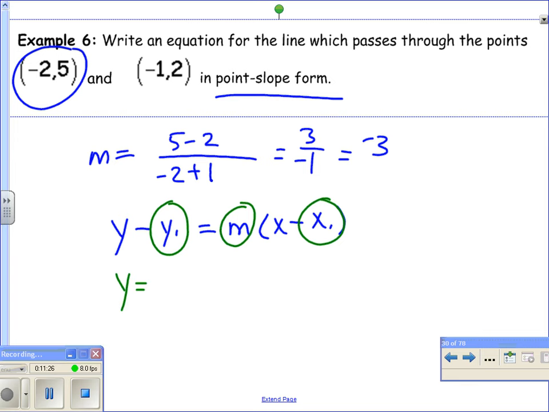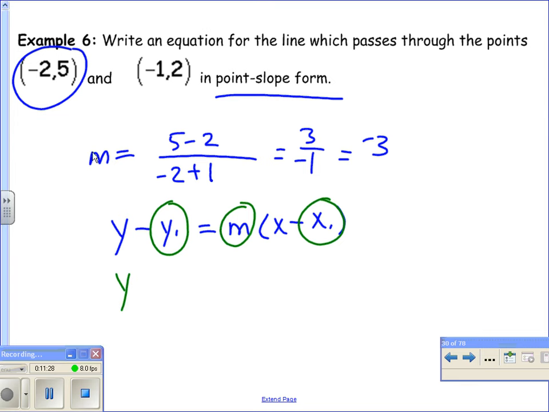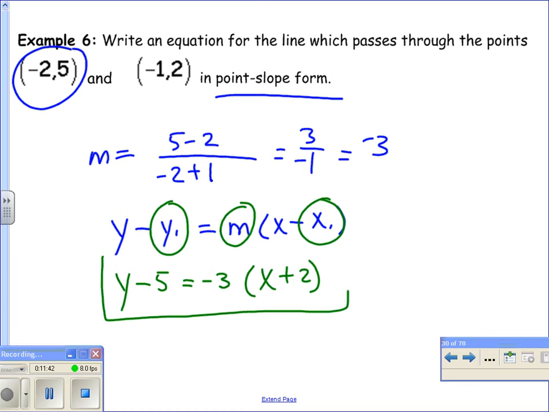So that gives us y minus, choose one of the 2 points. We chose the first one. Our y value is 5. My slope we know is -3. X minus, and our x1 value in that equation was -2, so it changes that to a plus, and we get this. And this is the point slope form of that equation.